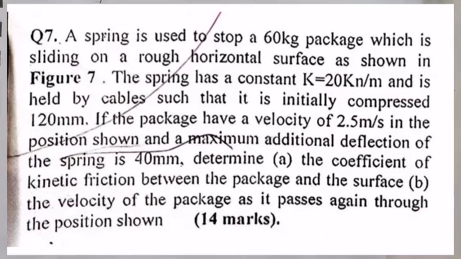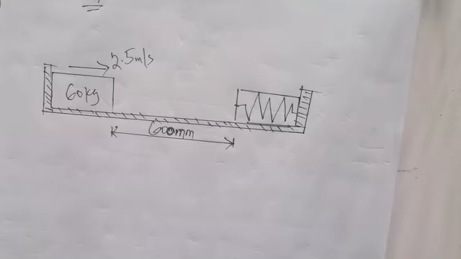The spring has a constant K equals 20 kilonewtons per meter, which is held by cables such that it is initially compressed 120 millimeter. If the package has a velocity of 2.5 meters per second in the position shown and a maximum deflection of the spring is 40 millimeter, determine the coefficient of kinetic friction between the package and the surface. Okay, so this is the free body diagram of the system given to us.